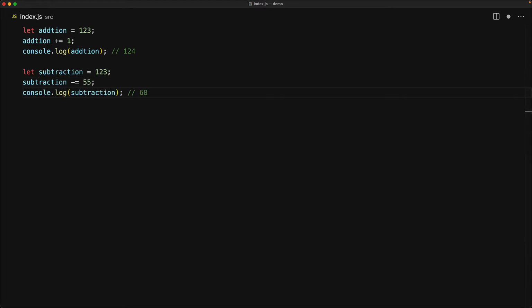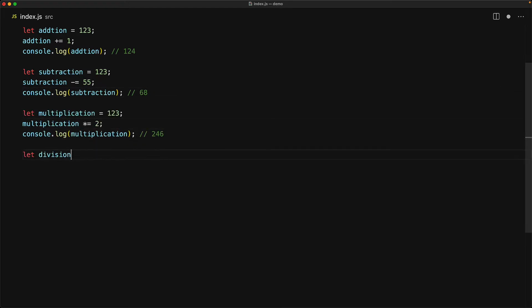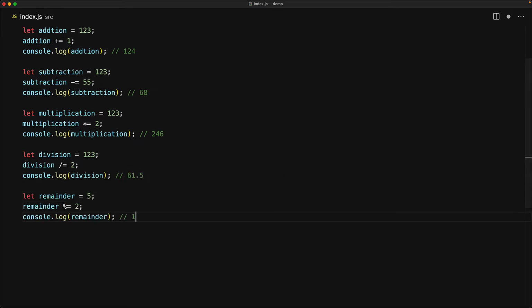For example, 123 minus equal 55 gives us 68. 123 star equal 2 gives us 246. 123 divided by equal 2 gives us 61.5. 5 remainder equal 2 gives us a remainder of 1. 16 to the power of 0.5, that is the square root of 16, gives us the value 4.